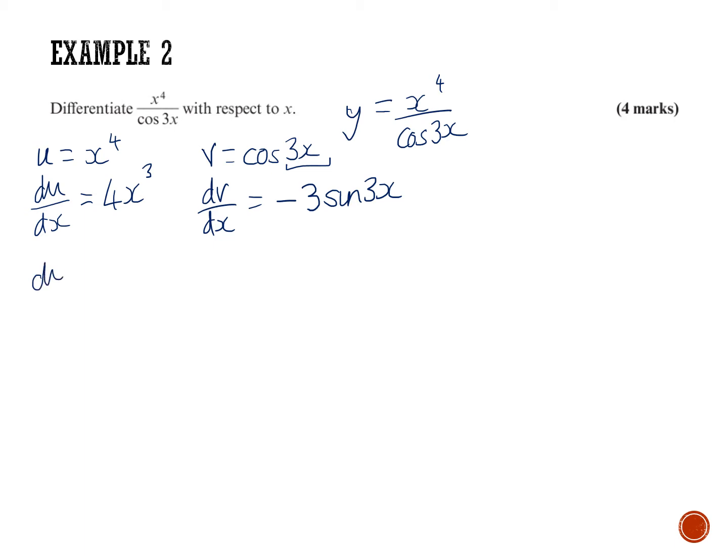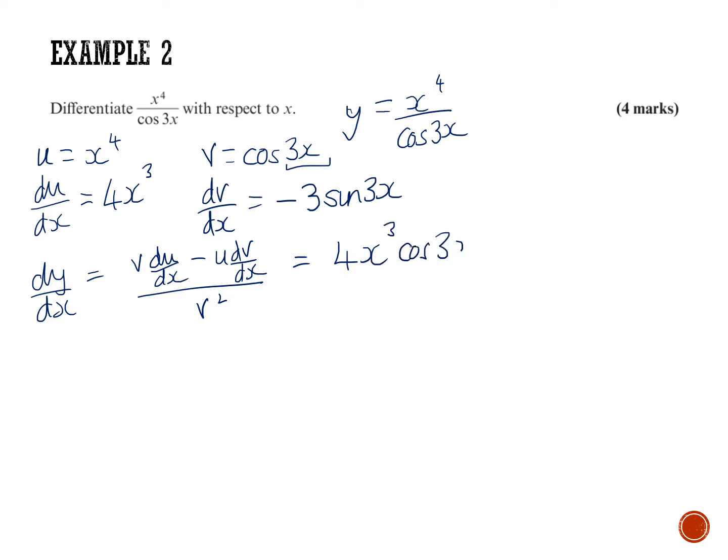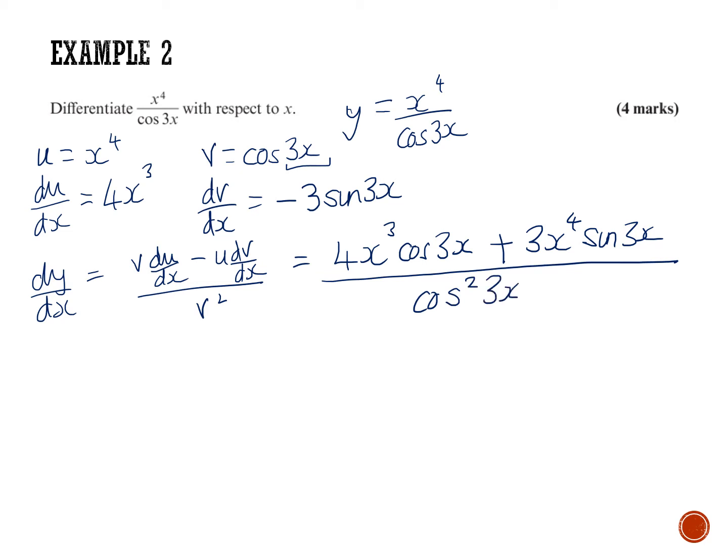Right, let's quote our quotient rule again. dy dx is v du dx minus u dv dx all over v squared. So v du dx, normally write that bit at the beginning, so 4x cubed cos 3x, v du dx, minus u dv dx, we've got an extra minus there, so that becomes a plus 3x to the 4 sine 3x, all over v squared, and I can write that as cos squared 3x.